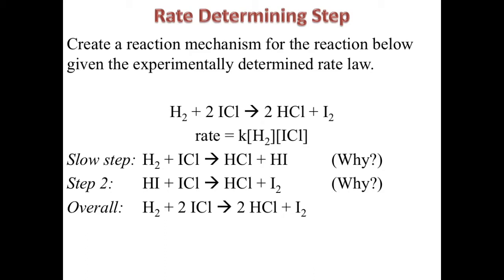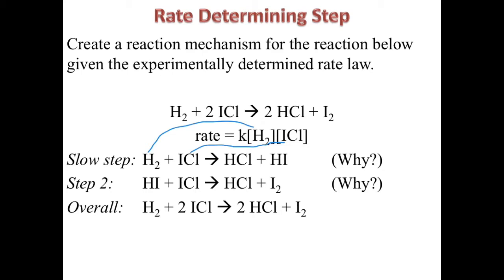So, if we want to create a reaction mechanism for the reaction below, we are given the following. H2 plus 2 iodine monochloride makes 2 HCl plus I2, and the rate is given as rate equals K, the reaction constant, times hydrogen times ICl. The slow step has to be H2 plus ICl because the rate law says so. The rate law says that there has to be a hydrogen molecule and an iodine monochloride molecule.